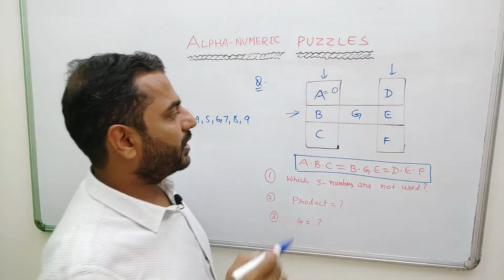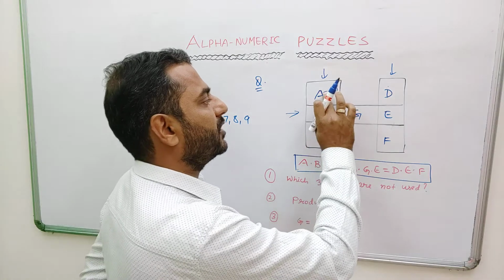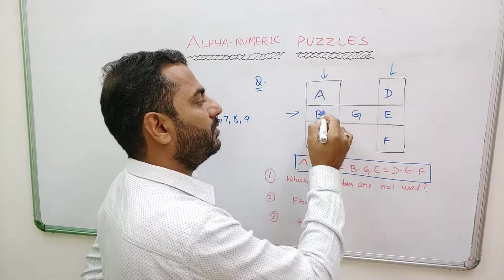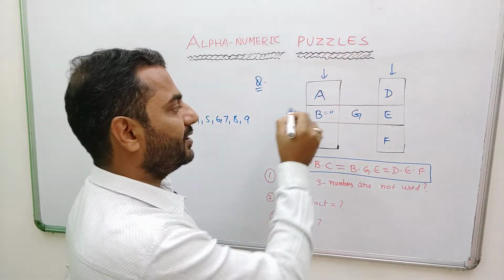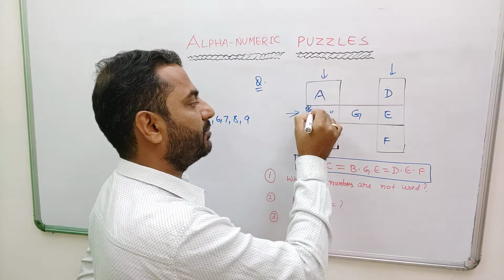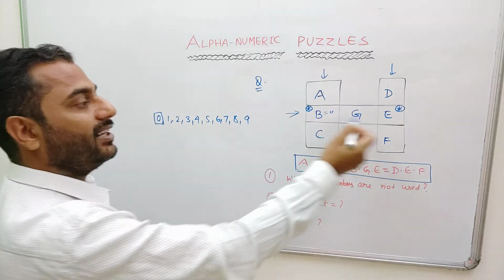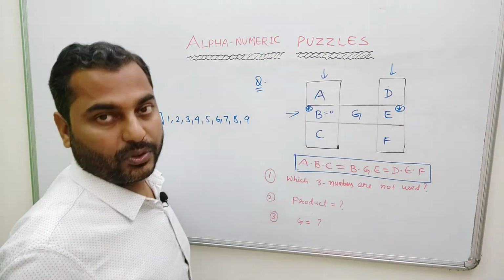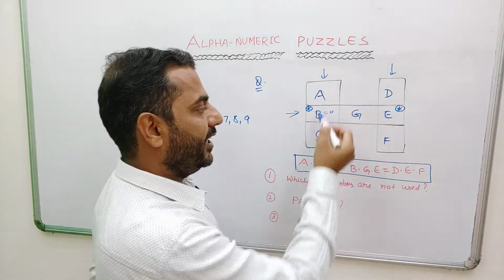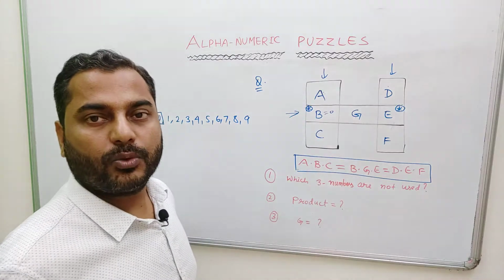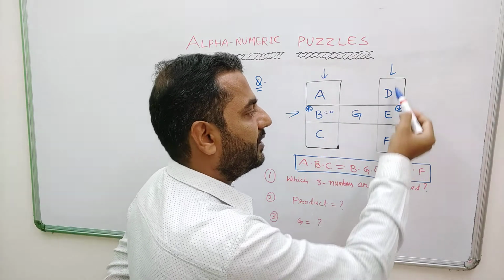You can argue that instead of A, why don't we put 0 at these places? Let me put a star mark here, B and E. They are different places in the sense that they are the intersection of a row and a column, like BGE and ABC, so they meet here, and similarly BGE and DEF meet here.